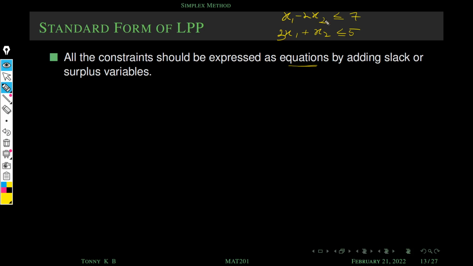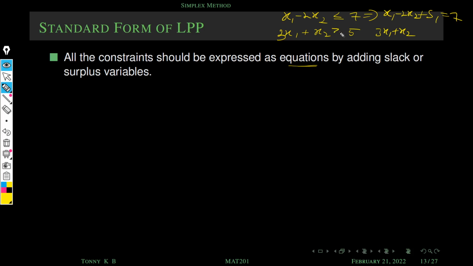Slack means, suppose in the first equation the LHS is less than 7. To make an equation we have to add something on the left side. That means we can convert this to x1 minus 2x2 plus some s1 equal to 7, because the LHS quantity is less than 7, so by adding something it becomes equal to 7. And what about the second equation? The second equation is 3x1 plus x2.